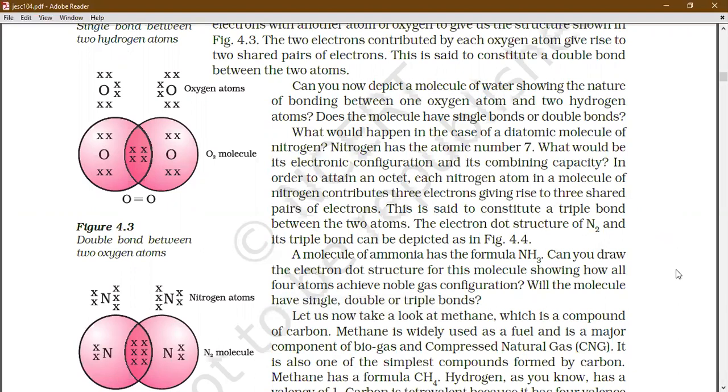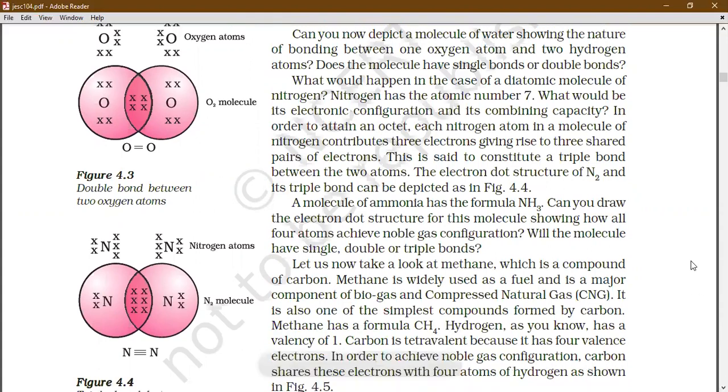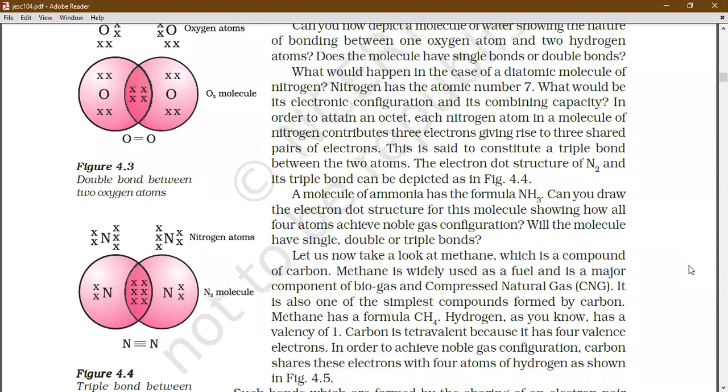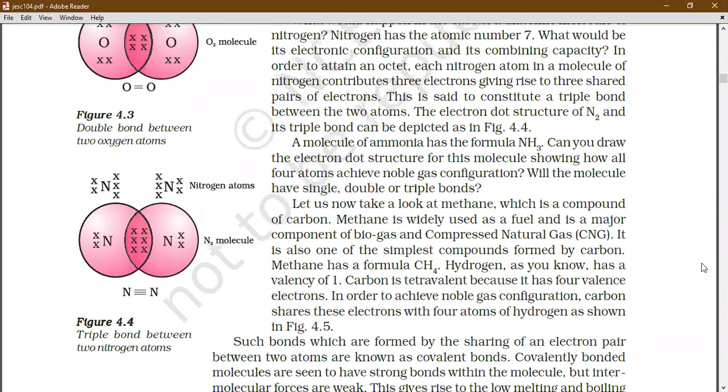In order to attain an octet, each nitrogen atom in a molecule of nitrogen contributes 3 electrons, giving rise to 3 shared pairs of electrons. This is said to constitute a triple bond between the 2 atoms. The electron dot structure of nitrogen and its triple bond can be depicted as in figure 4.4. A molecule of ammonia has the formula NH3. Can you draw the electron dot structure for this molecule showing all 4 atoms achieve noble gas configuration? Will the molecule have single, double, or triple bonds?